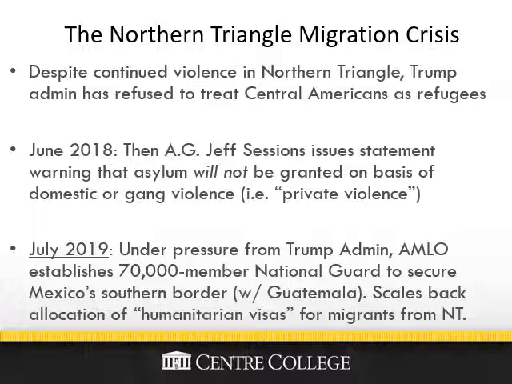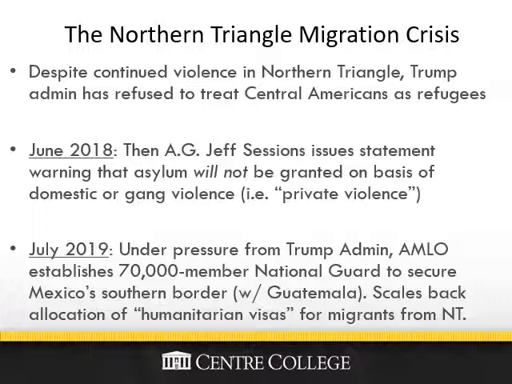So this fervor is not only gripping the United States, but it's also migrated to Mexico. So the next summer, under immense economic and diplomatic pressure from the Trump administration, AMLO in Mexico established a 70,000 member National Guard to secure Mexico's southern border with Guatemala and Belize. And around this same time frame, AMLO scaled back the allocation of humanitarian visas for migrants coming in from the Northern Triangle, and has shifted his rhetoric substantially, no longer viewing this type of migration as humanitarian, using more of an illegal immigration type of framing that we've seen in the United States.